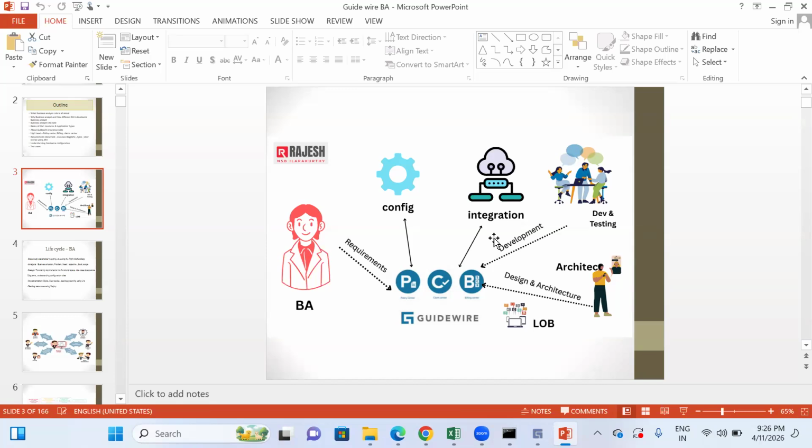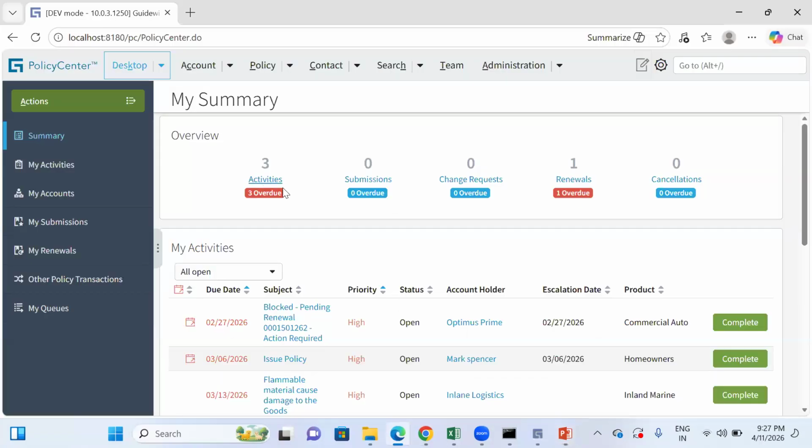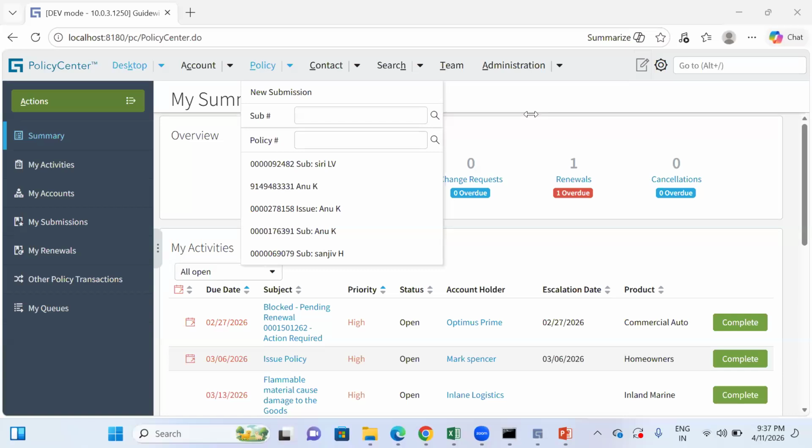That is something we are going to do as a BA, because many people, from a layman's perspective, ask, Raj, Guidewire is a product which is already available. If you can see, this is a Guidewire application which already exists. Because if you are a BA, the general understanding is that we develop a project from scratch, which is called a COTS project, gathering requirements from the customer.